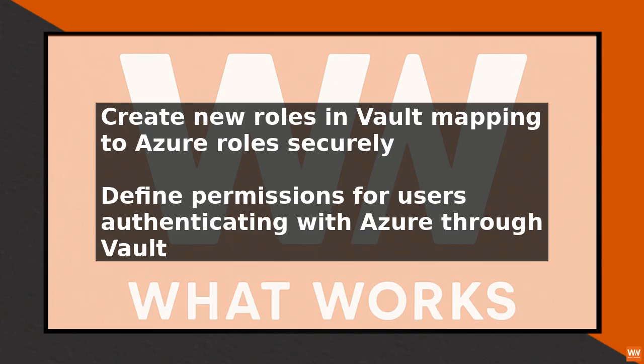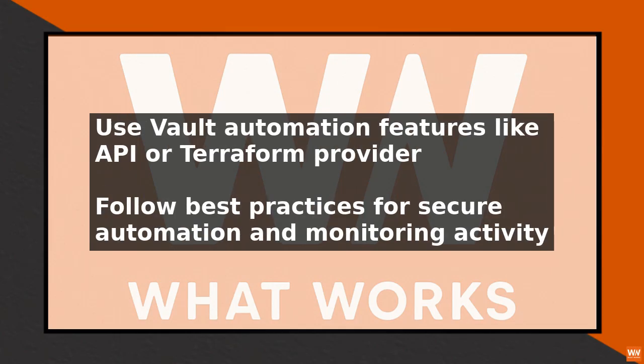Best practices for automating Vault Azure Auth include using least privilege access, where users have only the necessary permissions to perform their tasks. You should also use secure storage for sensitive data, such as the Azure Service Principal credentials. Additionally, you should monitor and audit Vault and Azure activity to detect any security issues.